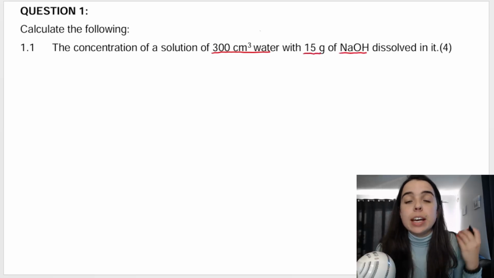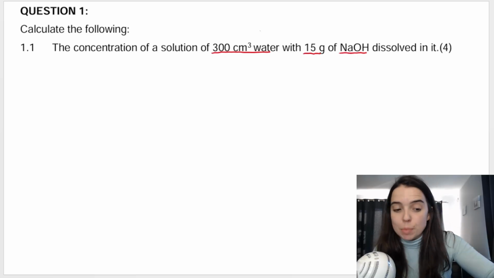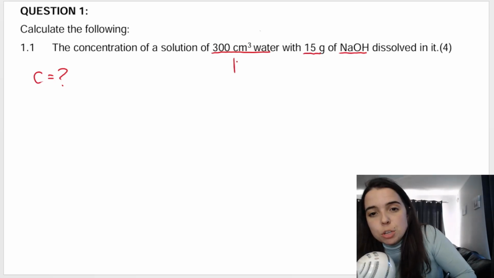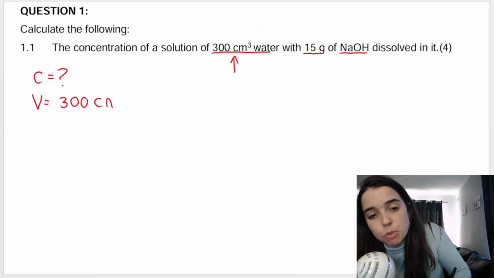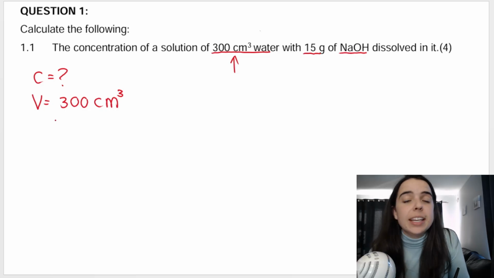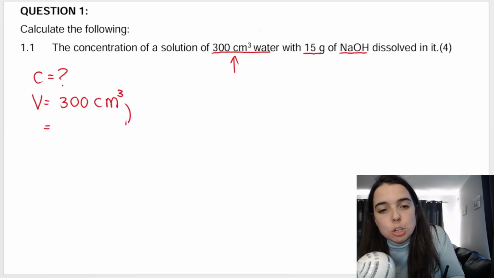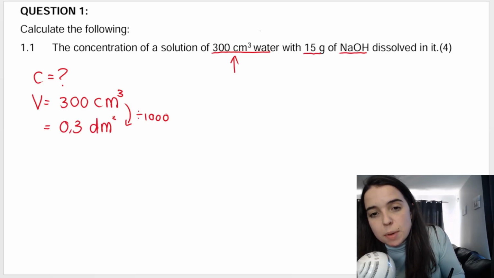Now my first piece of advice to you is to list your variables. So I'm looking for concentration. The 300 cubic centimeters, that is volume. You need to know that cubic centimeters represents a unit for volume, and that it cannot be in cubic centimeters, it must be in cubic decimeters. How do you get from cubic centimeters to cubic decimeters? You divide by 1,000. So we've got 0,3 cubic decimeters, that's my volume.